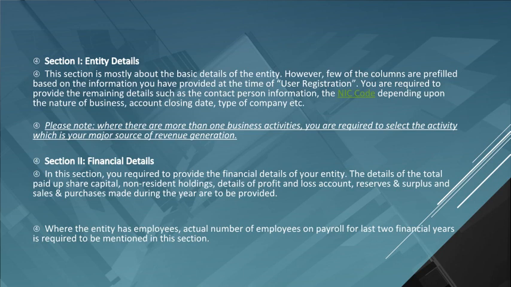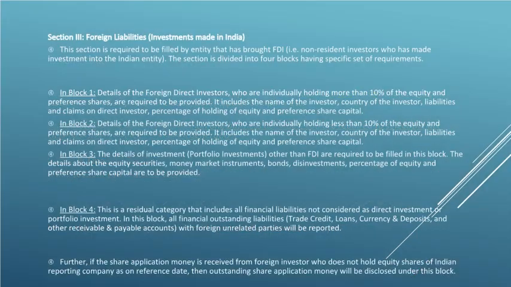Section 2. Financial Details. In this section, you are required to provide the financial details of your entity. The details of the total paid up share capital, non-resident holdings, details of profit and loss account, reserves and surplus, and sales and purchases made during the year are to be provided. Where the entity has employees, the actual number of employees on payroll for the last 2 financial years is required to be mentioned in this section.